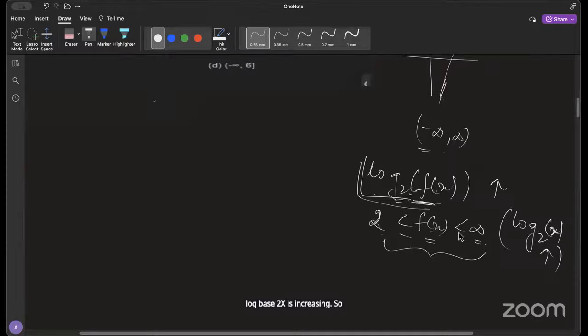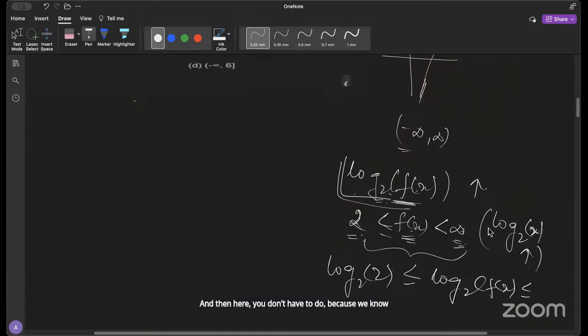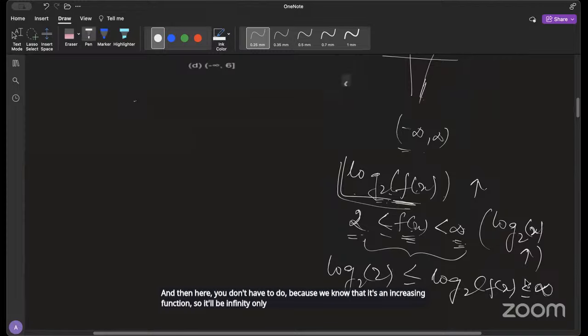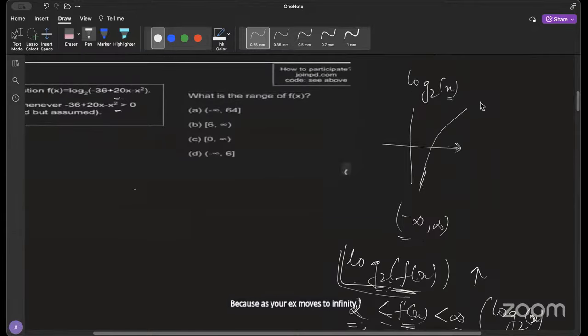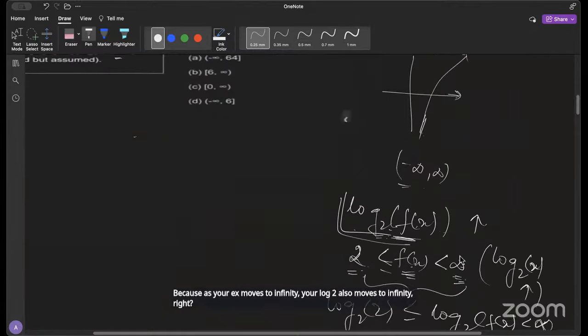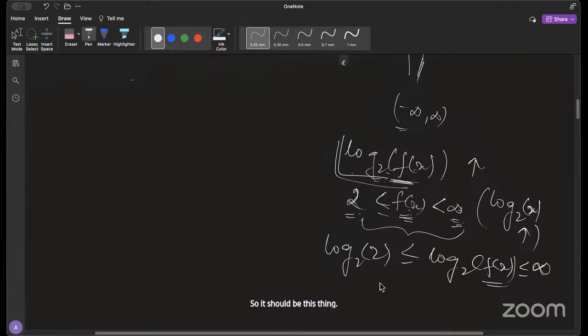So if you apply log base 2 to any argument, the inequality should not change, right? So I can just do log base 2 of 2, and here you don't have to do anything, because it's an increasing function, so it will be infinity only. As x moves to infinity, log also moves to infinity. And this is going to be 1. So this function's range should be from 1 to infinity.